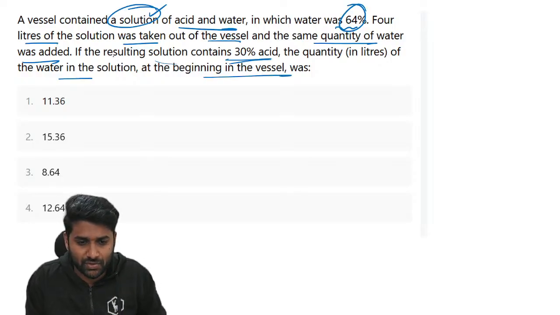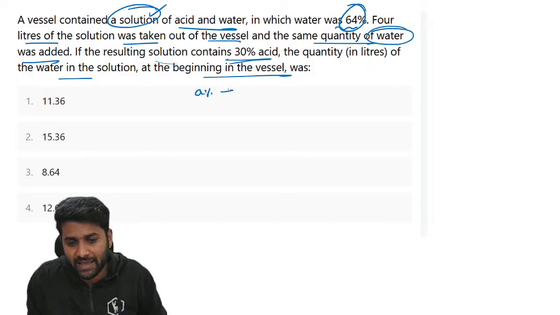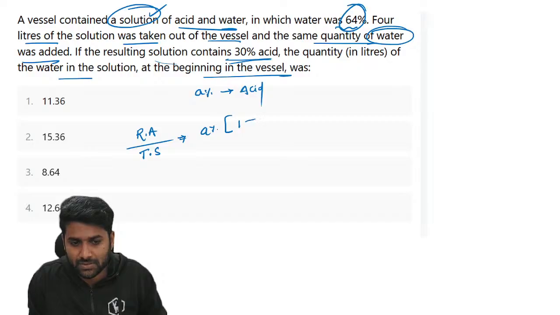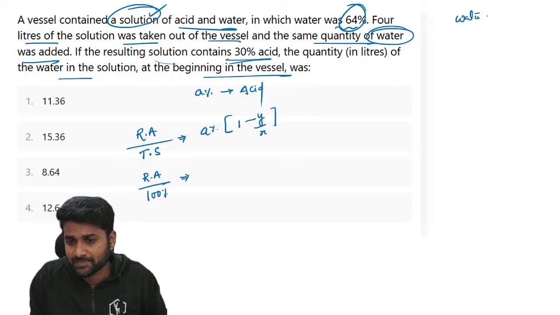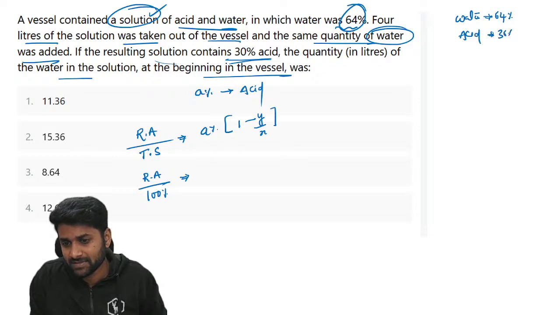Understand that. So, which one are we replacing here? Water. So, if we are replacing water, then A percentage must be acid. Now, we calculated that: remaining acid divided by total solution is equal to A percentage into 1 minus Y by X. Now, how much is the remaining acid, for example, divided by total? So, let us take the total as 100%. I told you, A percentage is all about acid. Initially, if water is 64%, then the acid must be 36%.